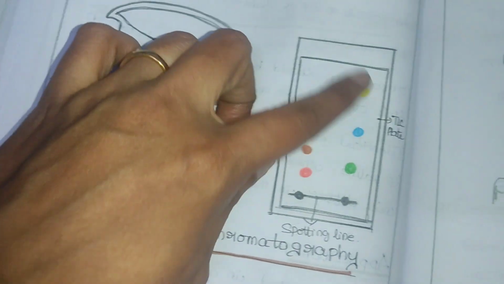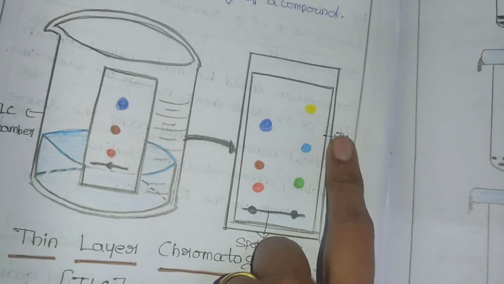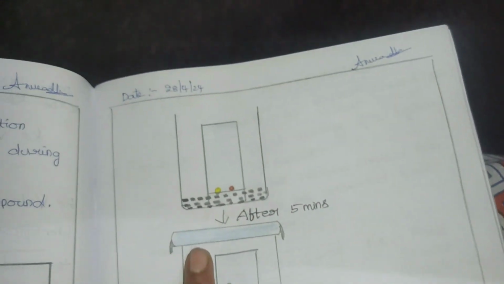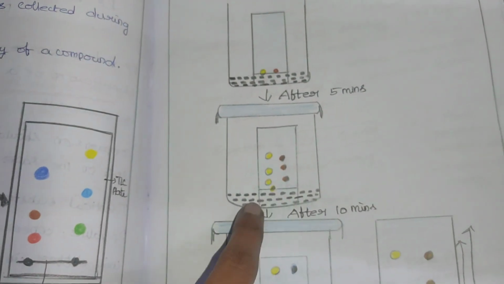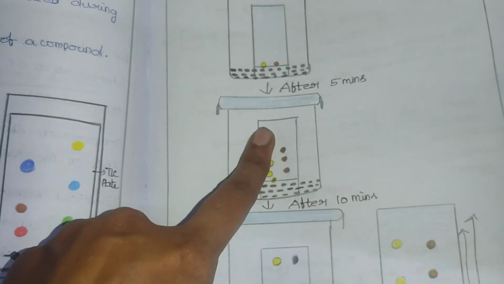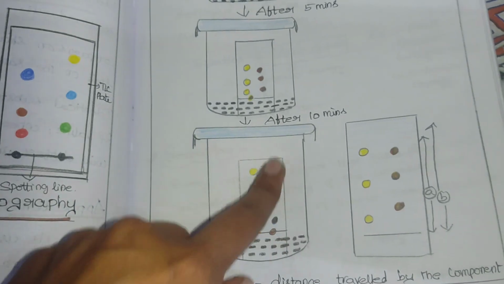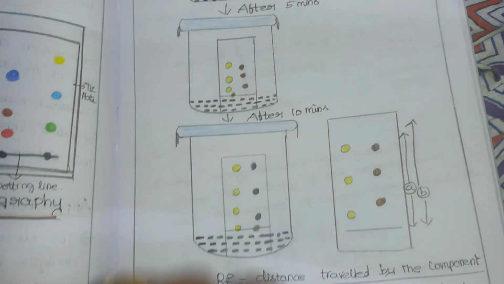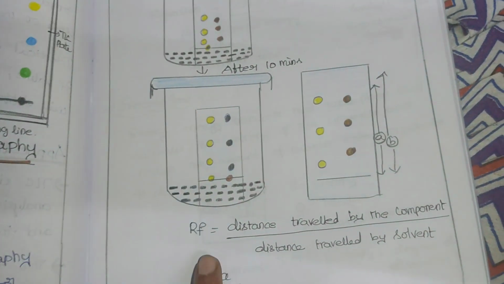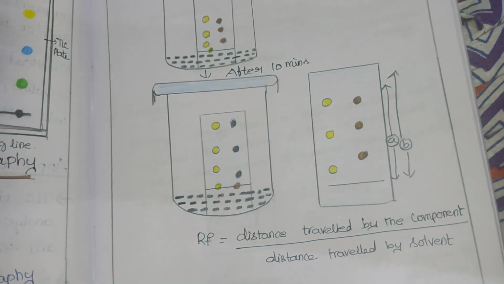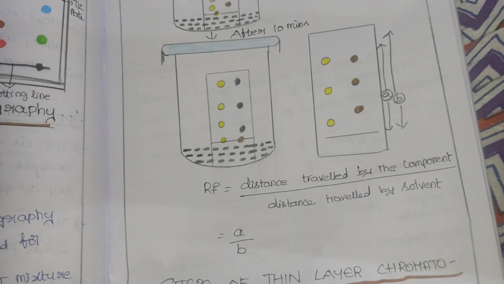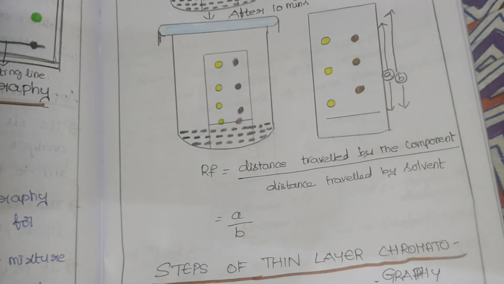And the chromatography takes place. From the spotting line on the TLC plate, after 5 minutes it will look like this, and after 10 minutes it will be rising like this. The components are raised like this, and we can calculate the RF value: the distance traveled by the component divided by the distance traveled by the solvent. Their division is nothing but the RF value. So these are the steps of thin layer chromatography.